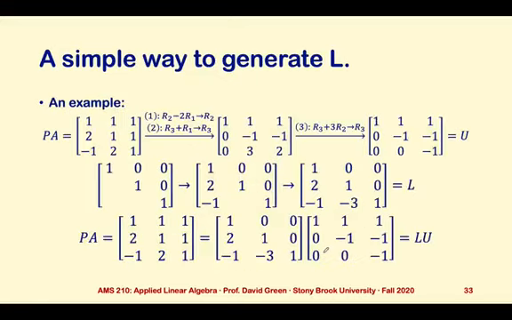Probably the easiest way to visualize this is just to do this. I'm using the same model matrix that we had before. We have a 3 by 3 matrix that we're starting with. We have 3 rows, so we create an L that is a 3 by 3 matrix. We put 1s on the diagonal and 0s in the upper triangular block.